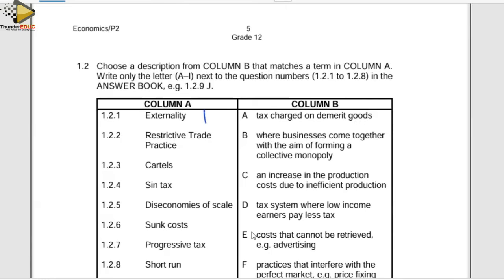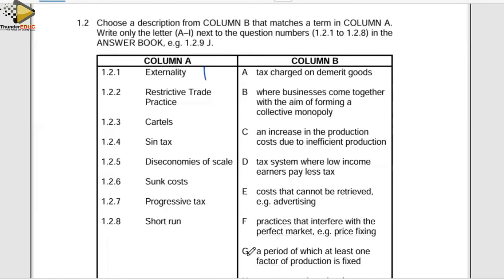Then we move to the next question, number 122. It says restrictive trade practices. When we are looking at restrictive trade practices, we are looking at something related to item F. Our item F is saying practices that interfere with the perfect market. For example, price fixing. We are restricting the free operational conditions of the market. We are imposing conditions that restrict the free working of the market through the interaction of the forces of demand and supply. Then we also look at a cartel.